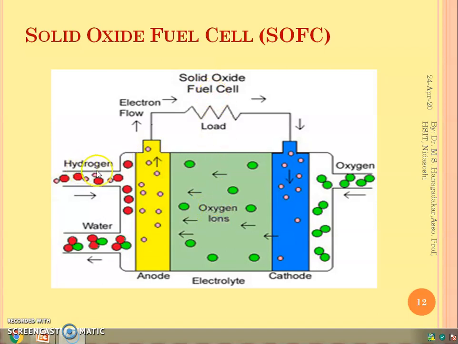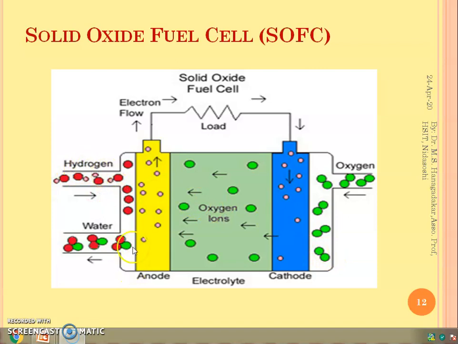Here also you can see the two compartments. This is the anode compartment and this is the cathode compartment. In this fuel cell, both electrodes may be metal or non-metal. Usually, carbon electrodes are used, or iron, silver, etc. Normal electrodes, not the noble electrodes, are used in this solid oxide fuel cell.